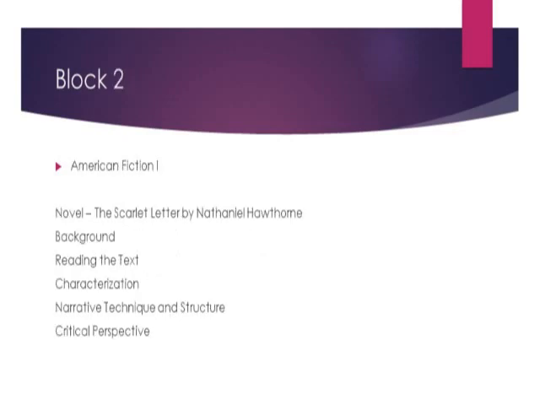Block 2 is American Fiction 1. In block 2, we will discuss The Scarlet Letter by Nathaniel Hawthorne. It's a novel written by Nathaniel Hawthorne, and we'll discuss the background and the reading of the text. I would recommend that you read the novel. You can pick a Kindle edition from Amazon, or if you can find a downloadable PDF on the internet, it would be good, because if you read the novel, it will be easier for you to grasp the concepts, the characters and other things related to the novel.